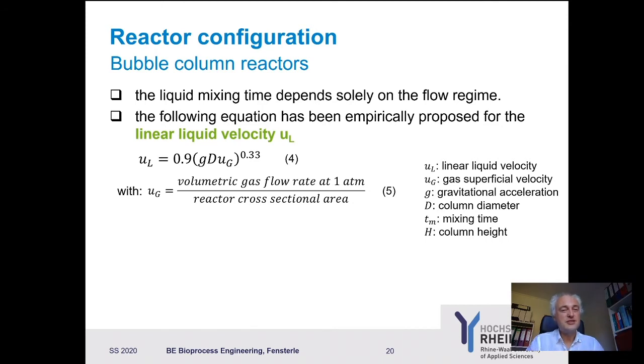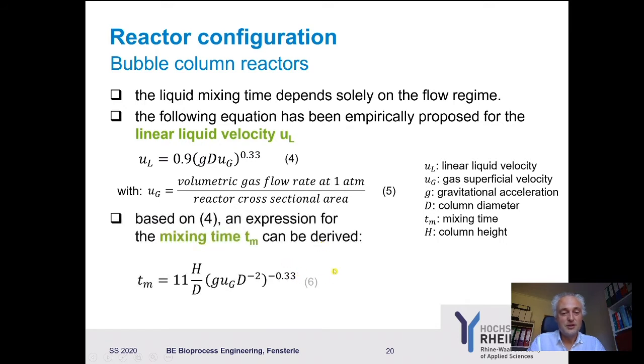And of course, as you have seen, there is no way to deduce anything theoretically here. So what you do is you measure, and try to find an empirical correlation. At the end, an empirical correlation means you fit an equation through your data, full stop. And this is what came out. You can derive an empirical equation for the mixing time, and this is the equation here.